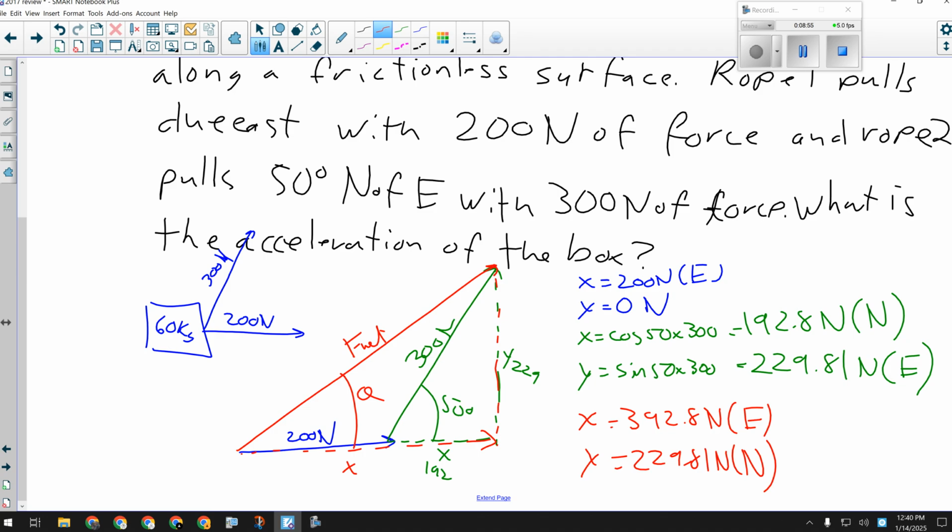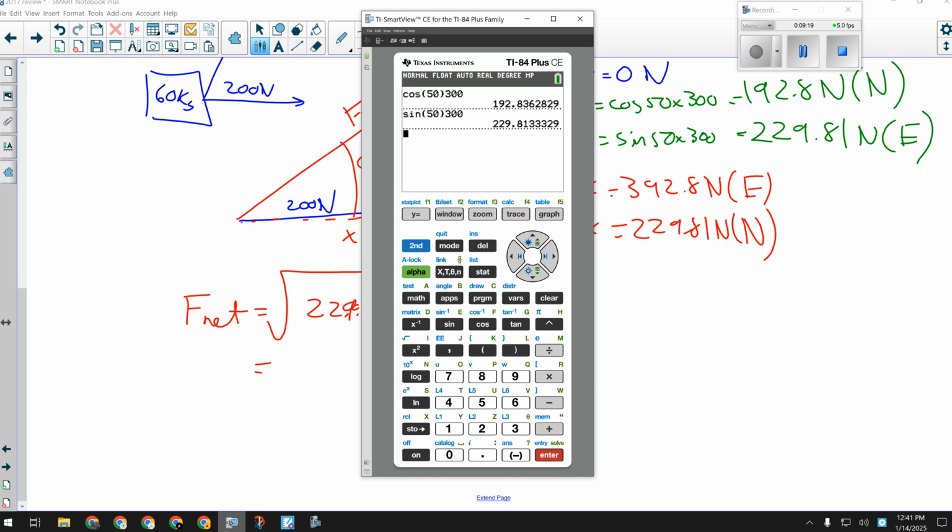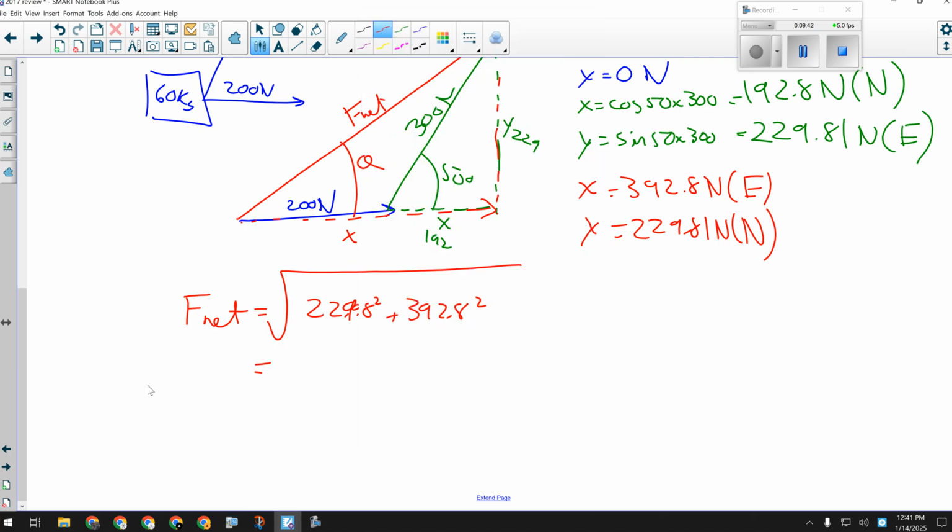I do what I always do with any vector addition. I'm going to use the Pythagorean theorem to get the magnitude of the net force. So 229.8 squared plus 392.8 squared gives me my net force. I'm going to use all of the decimals here. That one squared plus that one squared is going to give me the magnitude of the net force, 455.12 newtons.